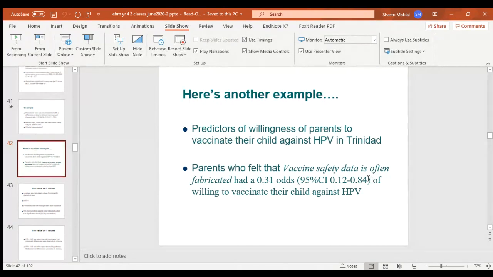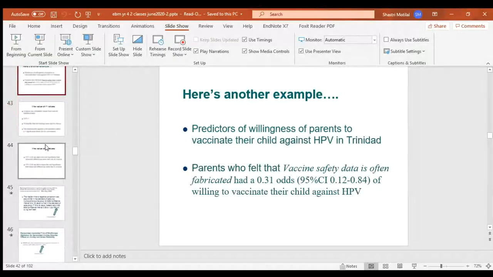The interpretation is easy. You look at the range, is it for an odds ratio? Yes. You look at the range, 0.12 to 0.84, and ask, does it include the value 1? No, it does not include the value 1, therefore it is significant. You look at the odds, is it less than 1? Yes, it's a fraction, so that means people who have this factor do less of something, an inverse relationship. In this case, people who felt that vaccine safety data is fabricated, that the companies make it up, were actually less likely to be willing to give their children the vaccine. That's what it means. So that's another example for your interpretation, which you can note.